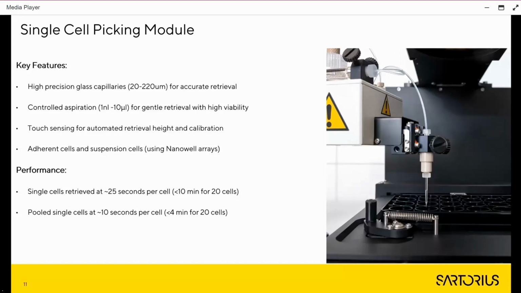Moreover, pickup of cells from different plate formats can be calibrated in software by using an extremely precise touch sensor built into the robotic arm. When using the single-cell picking module, it is possible to take advantage of nanowell arrays that support adherent and suspension cell isolation and culturing. With this module, single-cell retrieval takes about 25 seconds, while pooling of single cells takes about 10 seconds per cell.